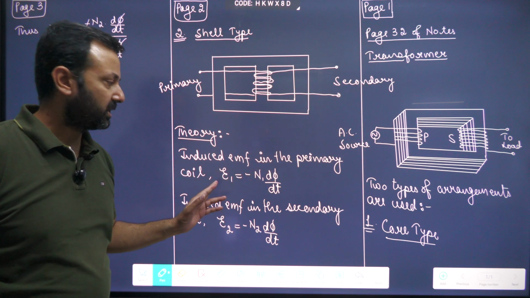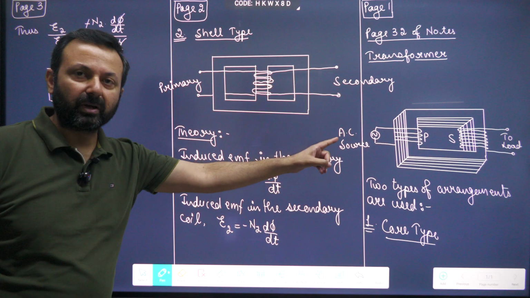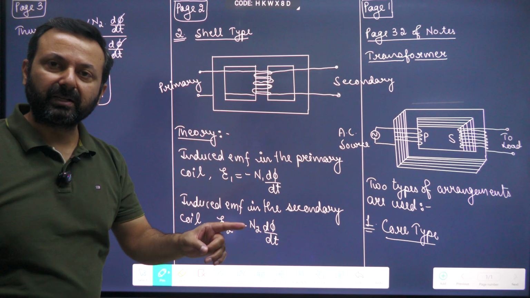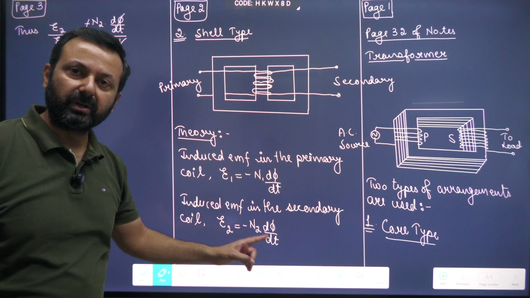So E1 means induced EMF in the primary coil, it will be minus N1 d phi by dt, and induced EMF in the secondary coil, E2, is equal to minus N2 d phi by dt.